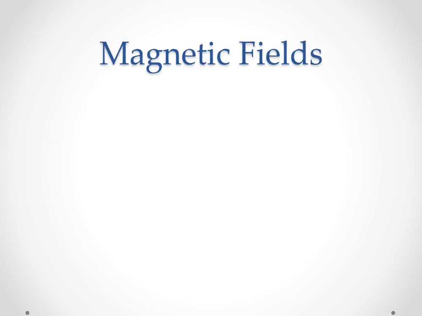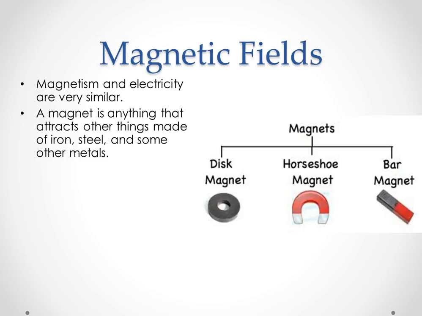Let's first talk about magnets and magnetic fields. Magnetism and electricity are very similar. In fact, they behave in very similar ways. The definition of a magnet is anything that attracts other things made of iron, steel, and some other metals.